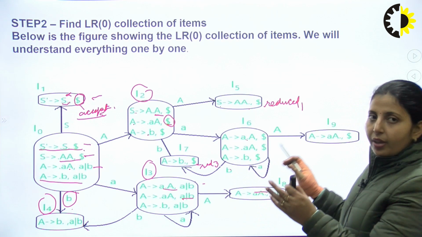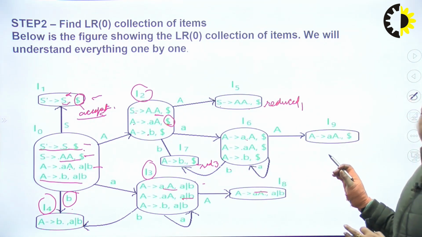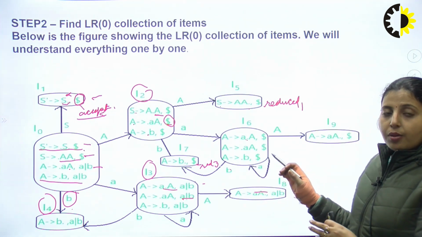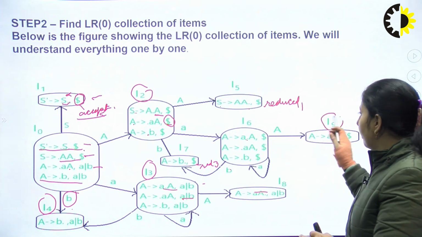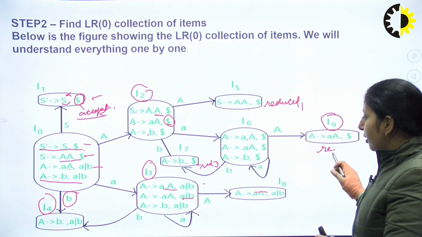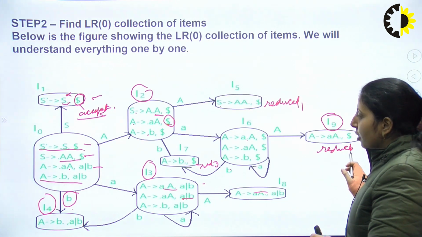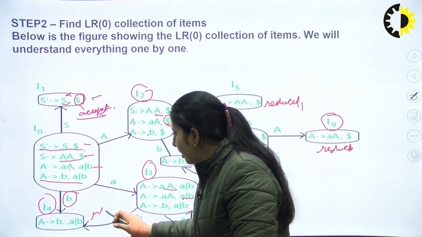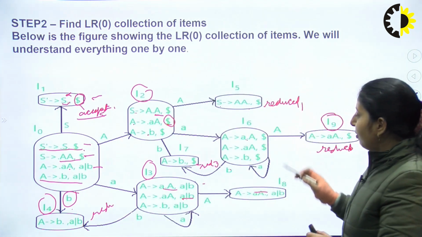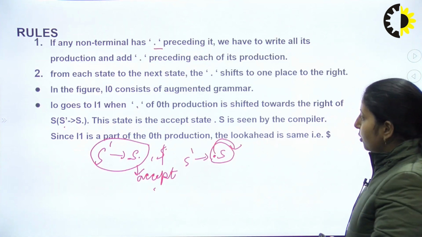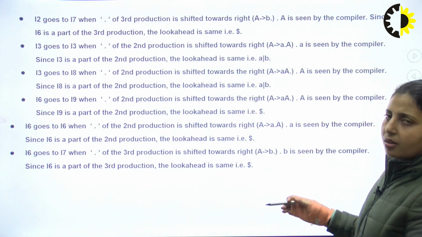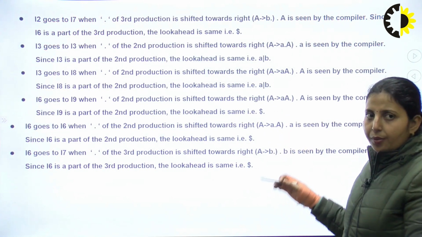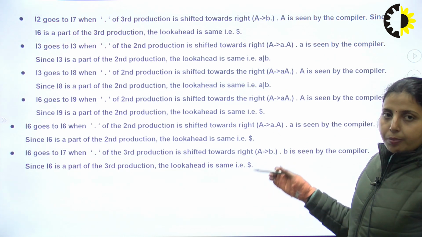In the same way we can construct the items, or the LR(0) collection of items, up to I9. This is a reduced state, this one is a reduced state, this one is a reduced state. We have a number of reduced states. So this is all that I have just explained. You can go through all the points.